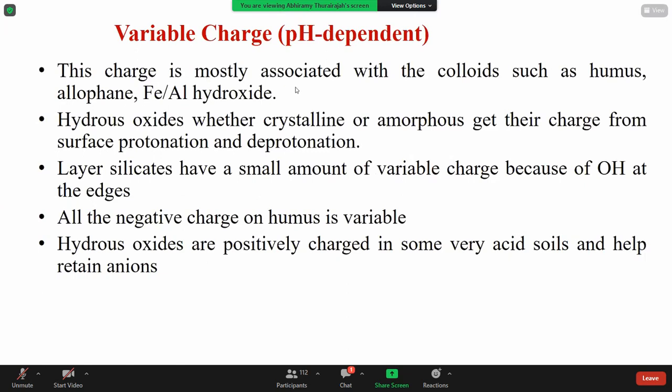This charge is mostly associated with the colloids such as humus, allophane, and the iron and aluminum hydroxides. Okay, you know, in the humus, the organic matter, humus means the ultimate decomposed product, right? So this may have the functional groups at the edges. Here, mostly the carboxylic groups are present. So carboxylic means COOH, no? Through the protonation or deprotonation of this H plus ions, it may create the charges, right?